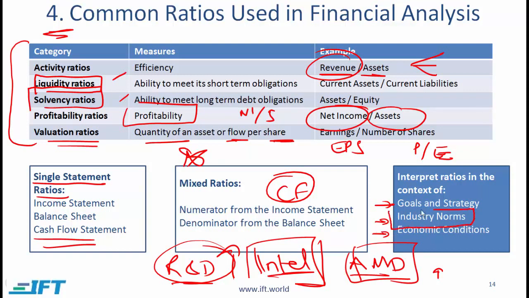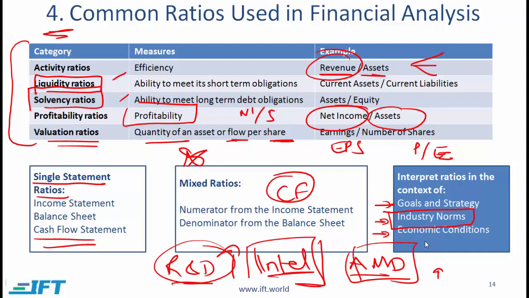Industry norms is a very important point. Clearly, a ratio is good or bad depending on how that ratio is relative to the standard in the industry. The current ratio in a given industry might be 1 on average, whereas in another industry, the current ratio might be 0.3. So when you are coming up with the ratio for a company, it needs to be looked at in the context of the industry.